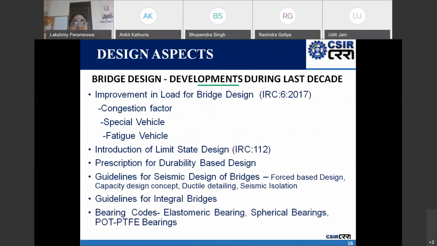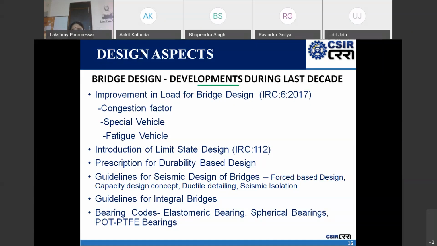Now coming to the design aspect, as I told you, I'll be considering just some of the important aspects, that is, what are the improvements in the load for the bridge design. As I told you, for bridges at some locations, maybe very close to a port, you may see that rather than vehicles moving one after the other, they may be in a jammed condition. So this condition may be there.